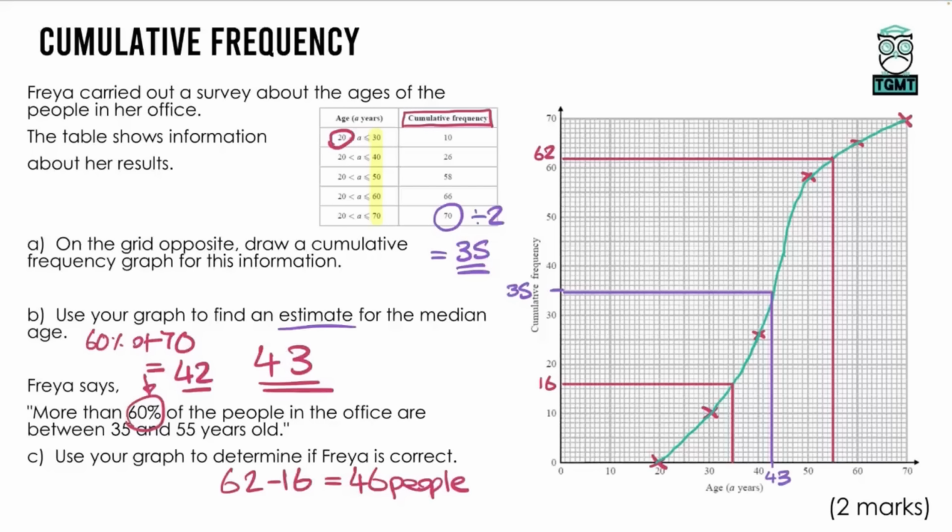So no, Freya is going to be correct actually, because more than 60% of the people are between 35 and 55. So we would say yes, because 60% of the people is 42. We have 46 people. So use your graph to determine if Freya is correct. So yes, Freya is correct. There we go, and we have our working out to back that up. More than 60% are between 35 and 55.